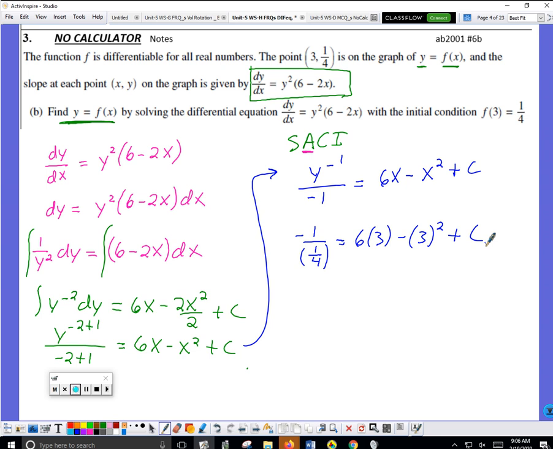Dividing by -1 is the same thing as multiplying by -1. Y to the -1 is 1 over y. So dividing by 1/4 is the same as multiplying by 4. So now I have -4 equals 18 minus 9 plus c. So that's 9. Put it over here, you get -13 equals c.